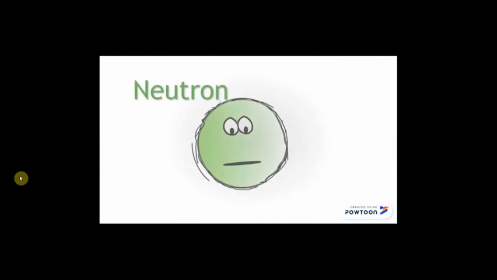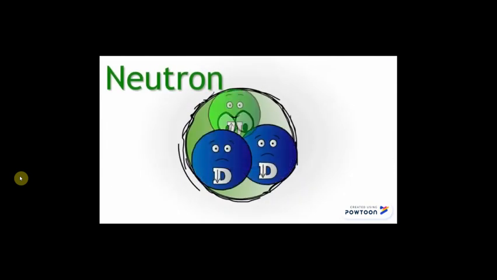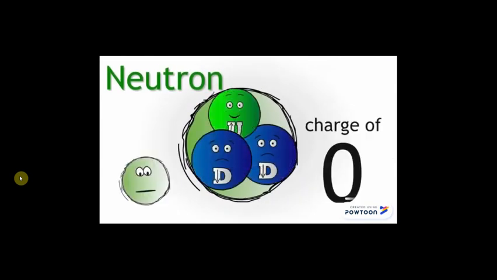A neutron was found to consist of 2 down quarks and 1 up quark, which gave it an overall charge of 0.